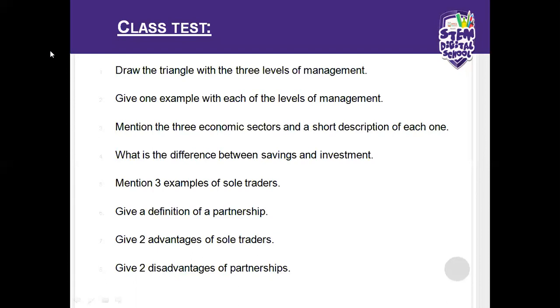Then the next one, mention the three economic sectors and a short description of each one. Then what is the difference between savings and investment? Mention three examples of sole traders. Give a definition of a partnership. Give two advantages of sole traders. And give two disadvantages of partnerships.